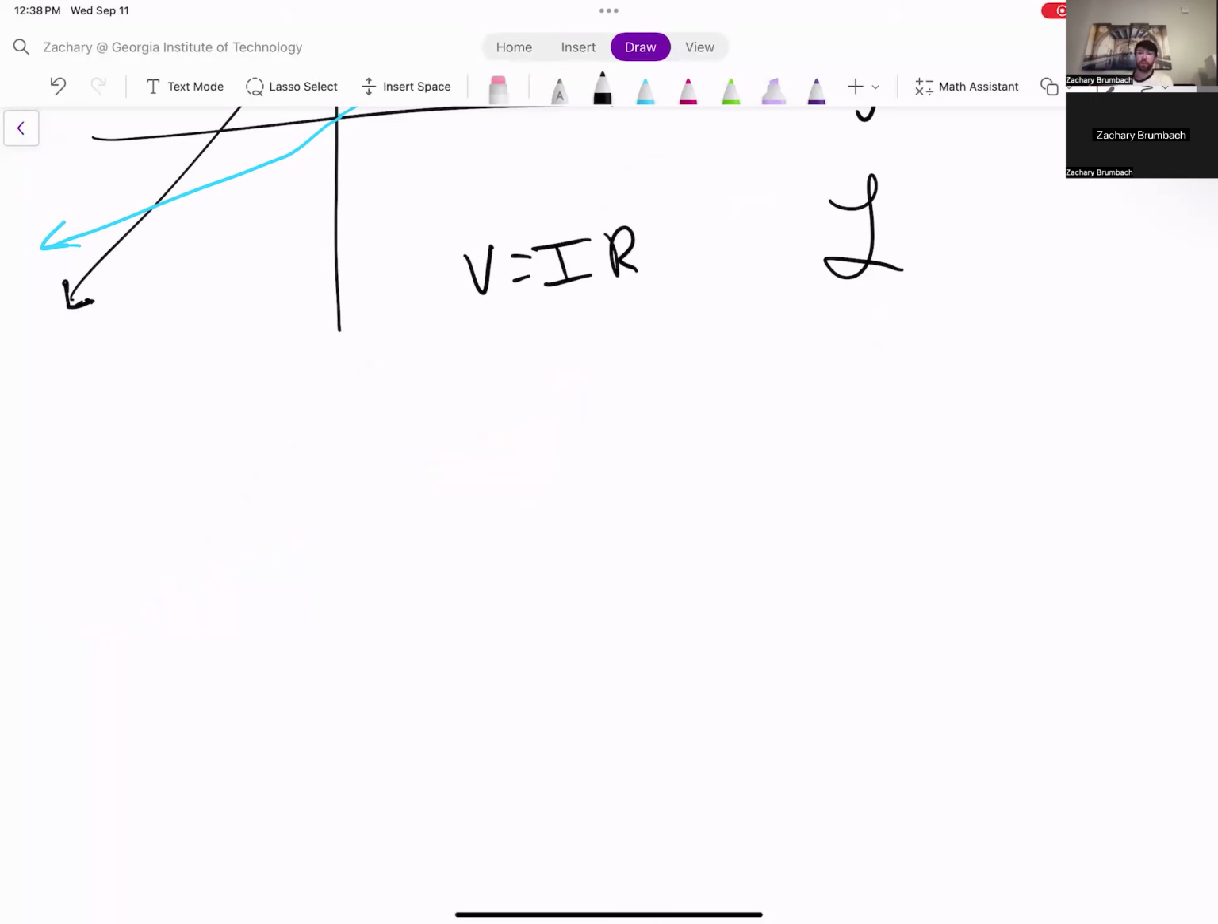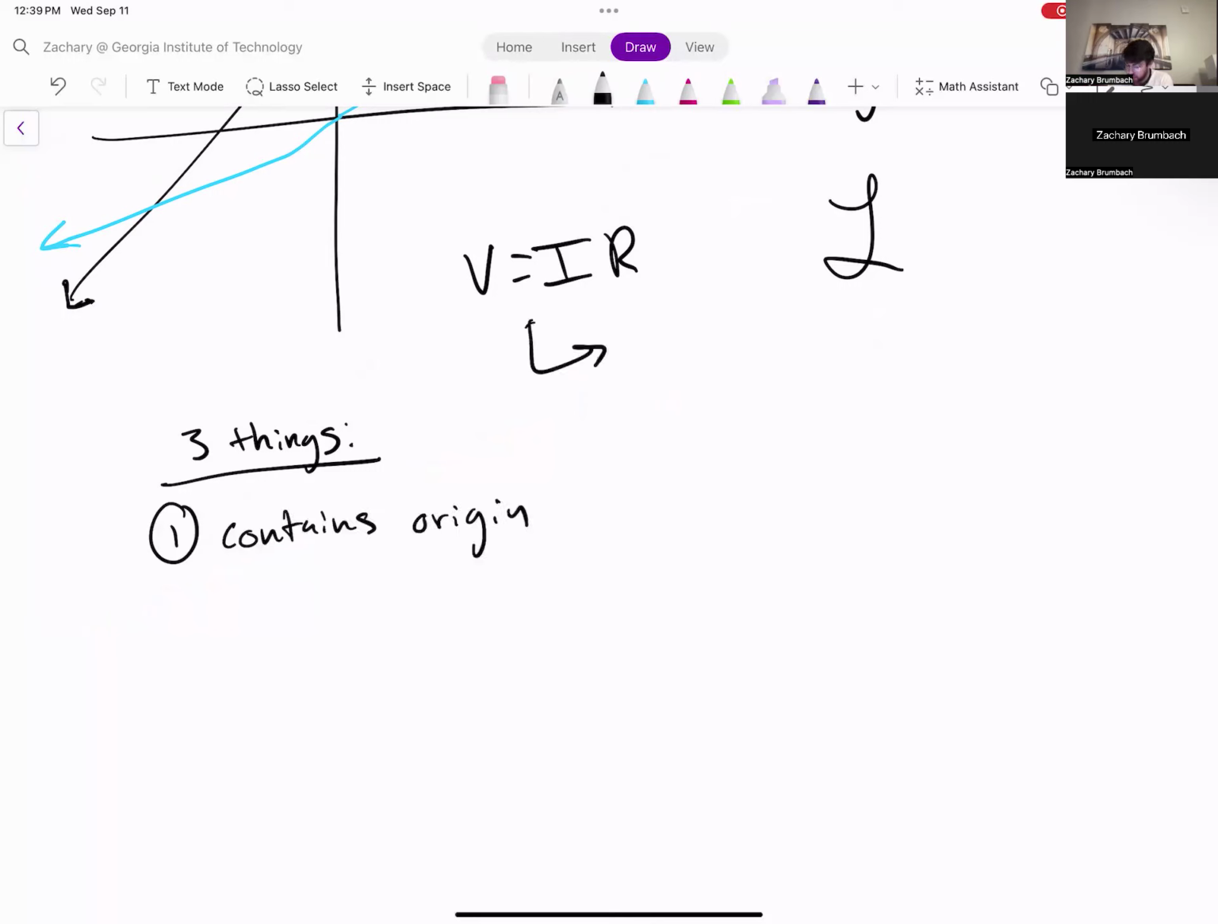When we're talking about linear systems, there are three qualifications that make something a linear function, a linear system. First is that it contains the origin. What this means in this case is that if we have zero current going in, we're going to have zero voltage. That makes sense. There's no electrons passing between something. There's no potential difference between those two things.